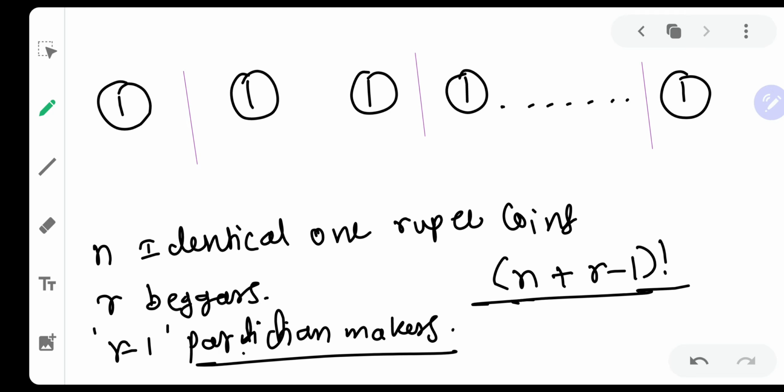But N coins are identical, hence their rearrangement won't matter much, hence I will divide by N factorial. But R minus 1 partition makers are also identical, hence I will divide by R minus 1 factorial. Very good.